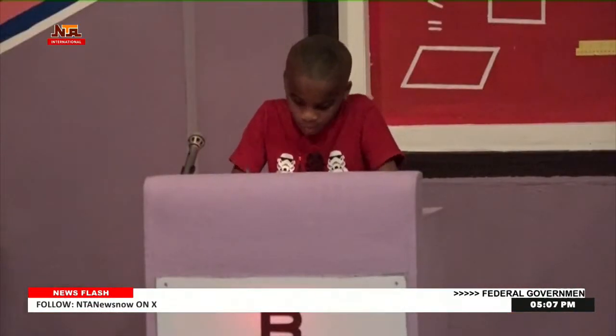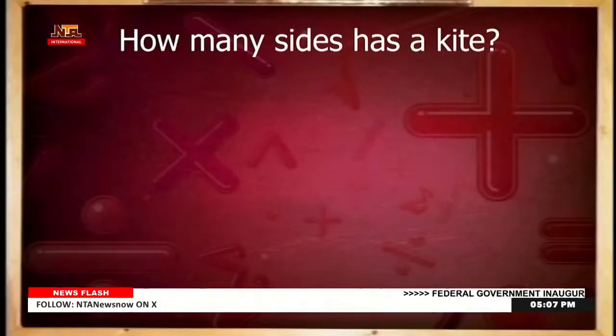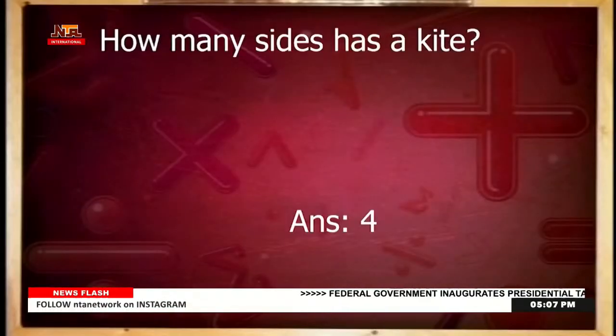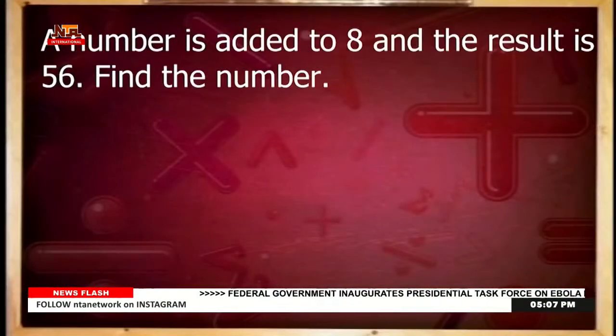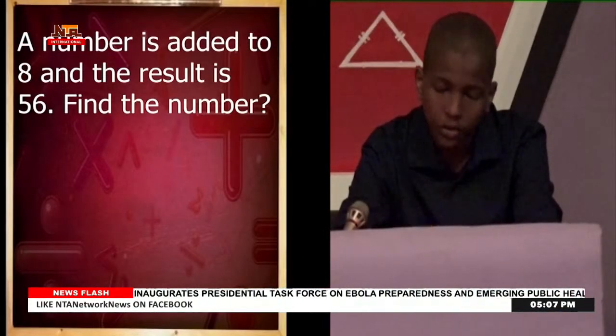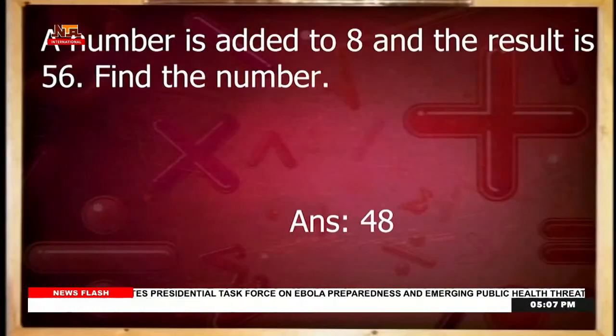Contestant B, your question. Question 13. How many sides has a kite? 4. 4 is correct. Contestant C, your question. Question 15. A number is added to 8 and the result is 56. Find the number. 48. 48 is correct.